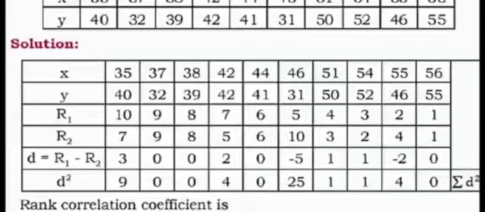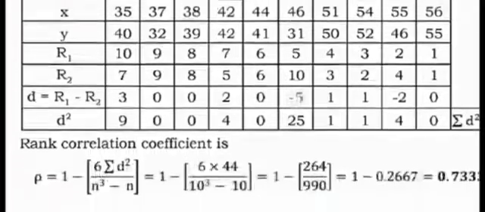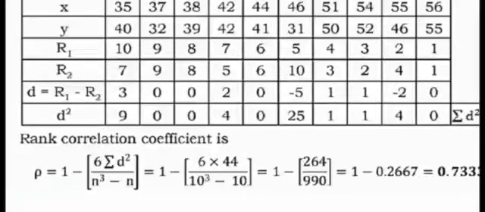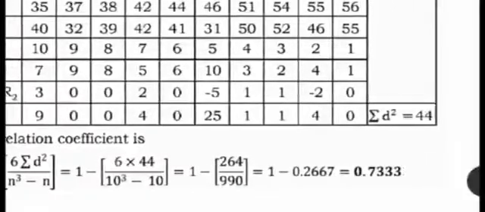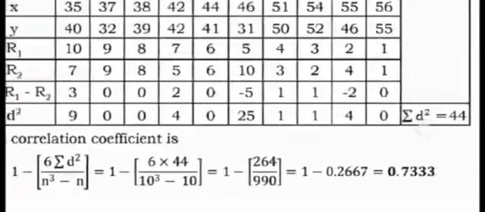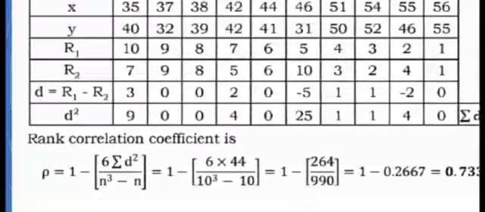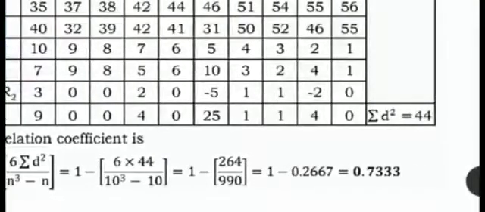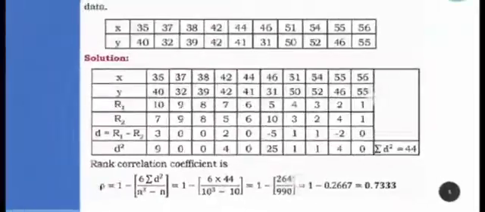Then comes X, Y, R1, R2, then D, R1 minus R2. So 10 minus 7 is 3, 9 minus 9 is 0. All these values, this column we do. Similarly D square also, 3 into 3 is 9, same thing. Then we add up the total, that is summation D square is equal to 44. Apply the formula. Rho is equal to 1 minus 6 summation D square divided by n cube minus n. Substitute all the concerned values and the final answer you get is 0.733.